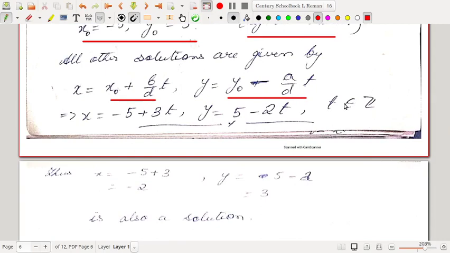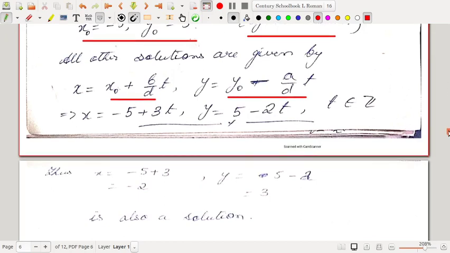You take t equal to 0, you get one solution. Take t equal to 1, you get another solution. Take t equal to minus 1, you get another solution. Many solutions are there. For every integer t, there is a solution.